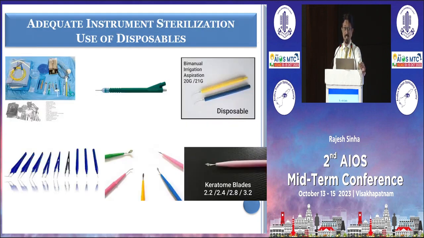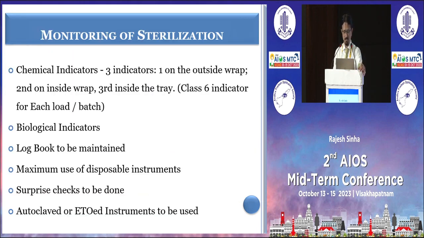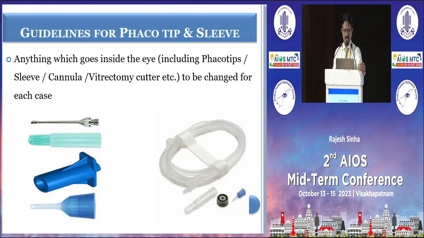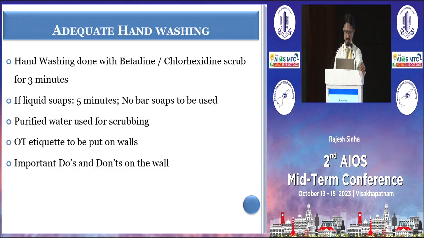The ideal thing is the use of disposable instruments mostly. If you use disposable items largely, then the risk of infection will be less. And of course, we use chemical indicators to monitor the sterilization of these instruments. The general guideline is that if you are introducing any instrument in the eye, then it should not be reused in the other patient without sterilization. So it has to be sterilized.